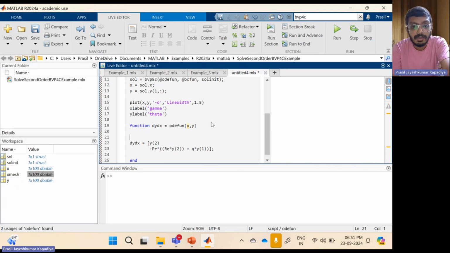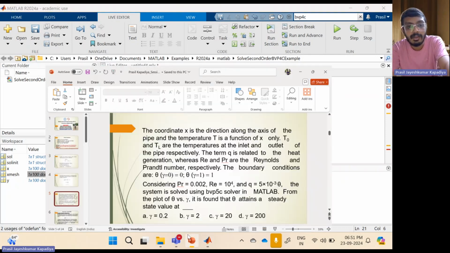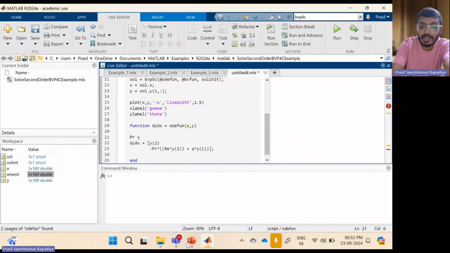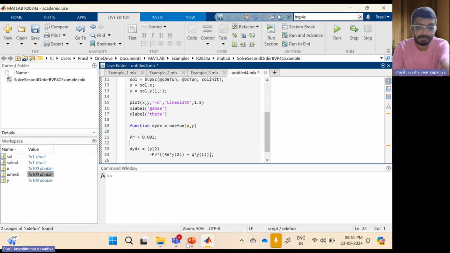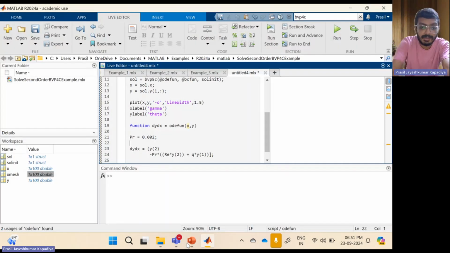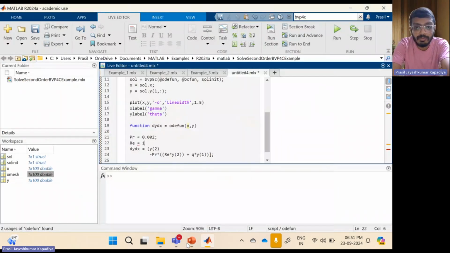So what is my Prandtl number? My Prandtl number is equal to, what is it given? My Prandtl number is equal to 0.002. This is nothing but the Prandtl number. Then the next part is the Reynolds number. My Reynolds number is equal to 10 to the power 4, or I can just write 1e4. So it will take 10 to the power 4.